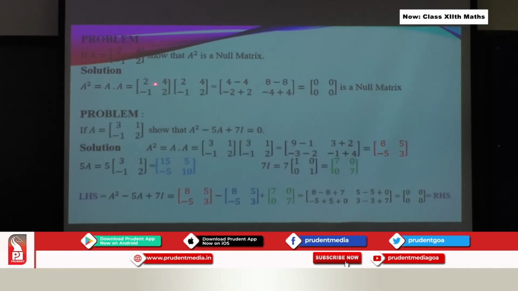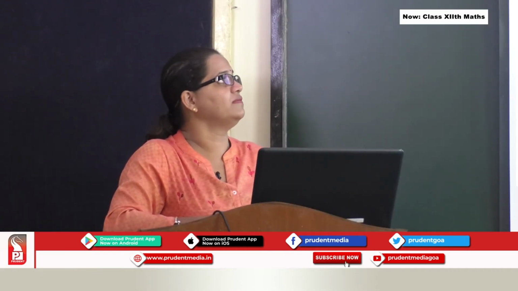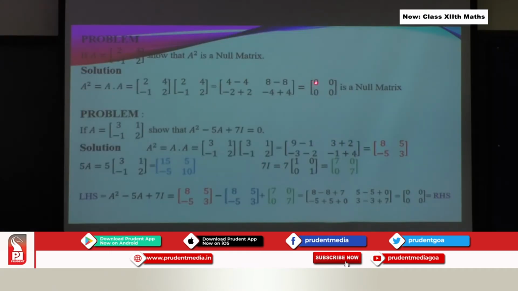So here, see, when you multiply, first row, first column will give you this entry, first row, second column will give you this second entry, same way second row, first column will give you this entry, second row, second column will give you this entry, and the output you are getting is 0, 0, 0, 0, and this is nothing but the null matrix of order 2. Now why are you getting order 2?